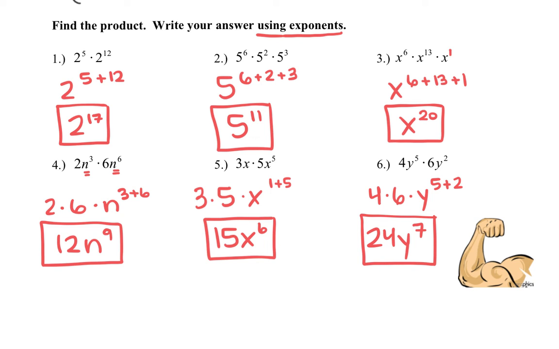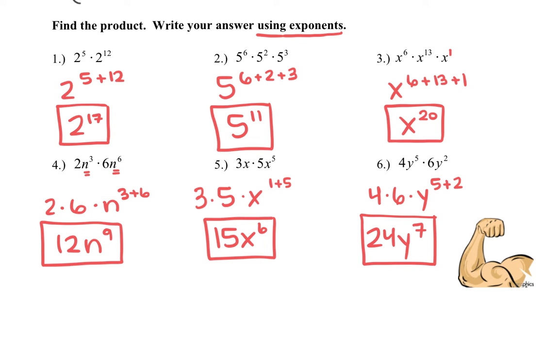All right, go ahead and check your answer with mine. In number 5, x was the base, so that's why I was allowed to multiply the 3 and the 5, because they were coefficients. And then remember, when there's not an exponent there, it's just 1. So this was 1 plus 6. So 15x to the 6th power is the final answer to 5.